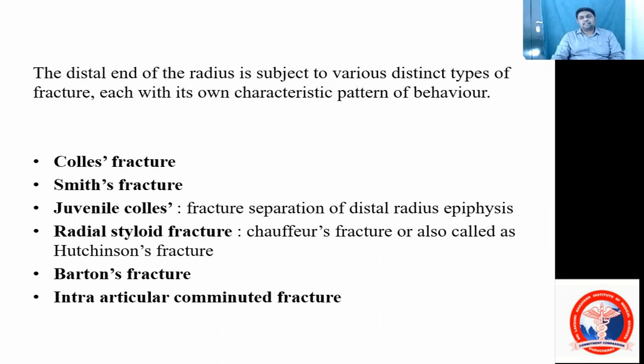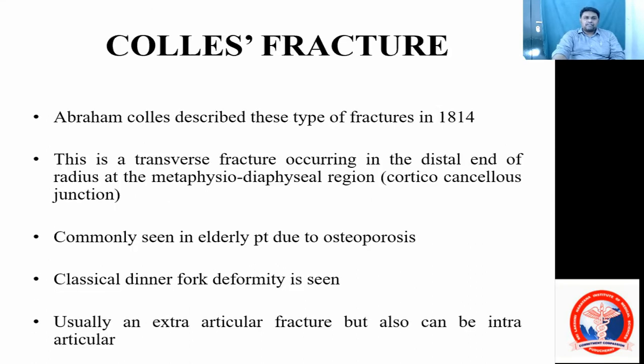So in this class, we are going to see Colles fracture, Smith's fracture, juvenile Colles fracture, radial styloid fracture, Barton's fracture, and intra-articular comminuted fractures. First of all, Colles fracture. This Colles fracture is a very common type of fracture which occurs in elderly persons. This type of fracture was first described by Abraham Colles in 1814.